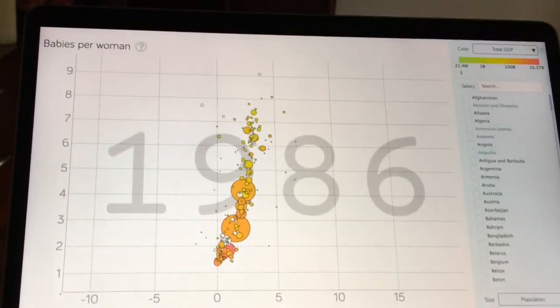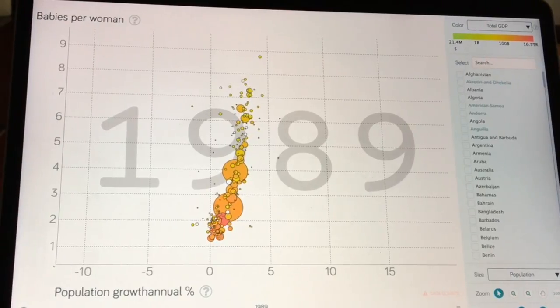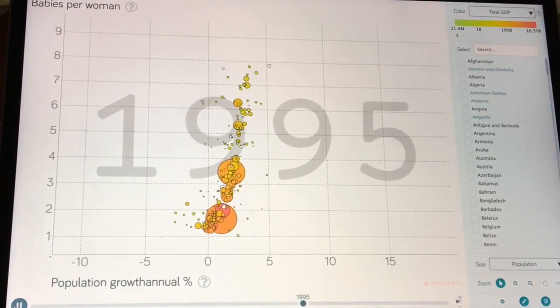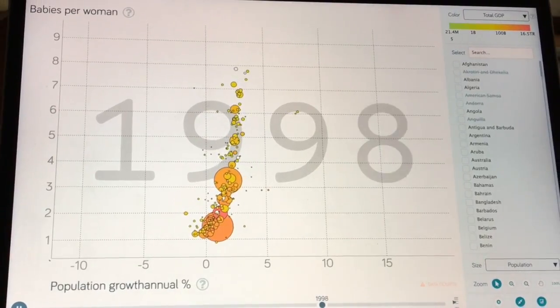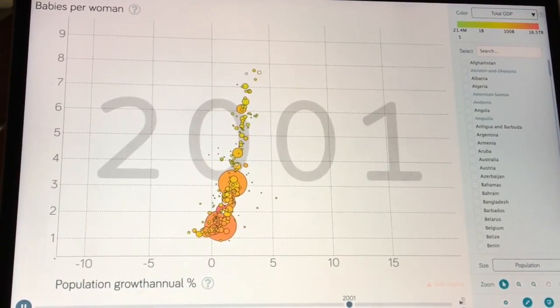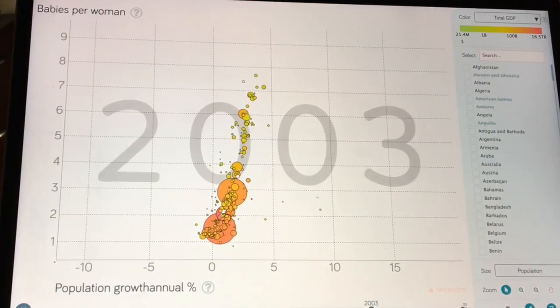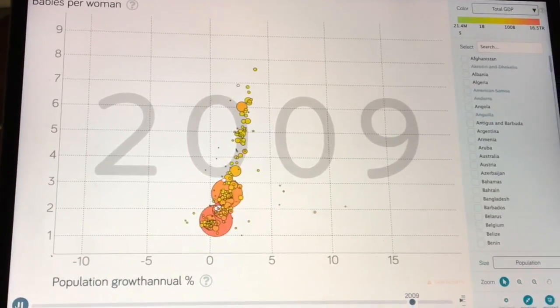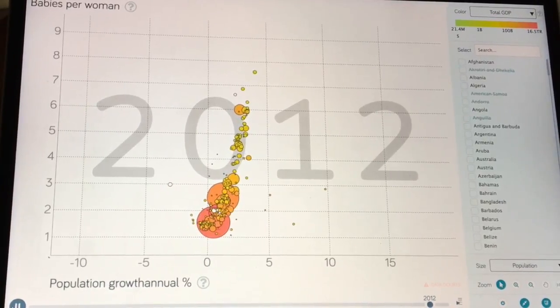The trends shown in the graph throughout time show that a decrease in the TFR creates a decrease in the population growth and as a result a higher GDP, as shown by all the different countries going down and then turning more pink as they do so.